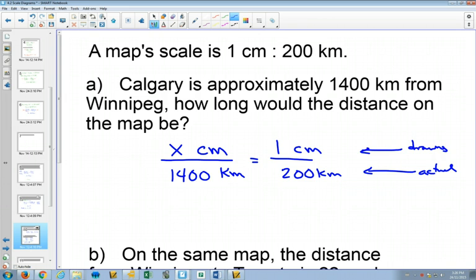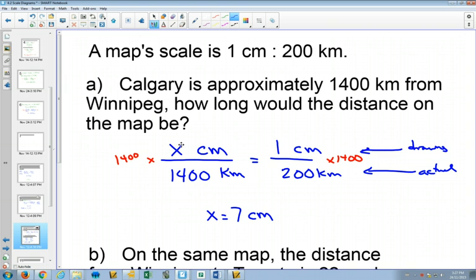So this time we were finding something on the drawing, so we put the drawing on the top. Now if you multiply both sides by 1,400, 1 divided by 200 times 1,400, it'll be 7 centimeters on the map. Now this is one that I think you could do mental math. Does it make sense that if 1 centimeter is 200 kilometers, that 7 centimeters would be 1,400 kilometers? Okay, you just have to times it. So there are some of these that you can do shortcuts. You don't have to set up a proportion, but it's good to know how to set up the proportion, especially if the numbers aren't nice.